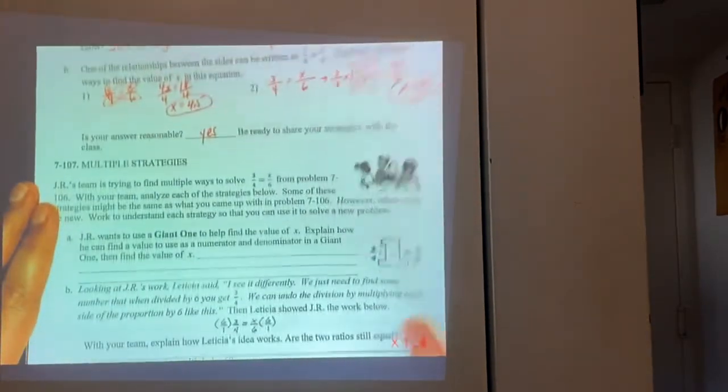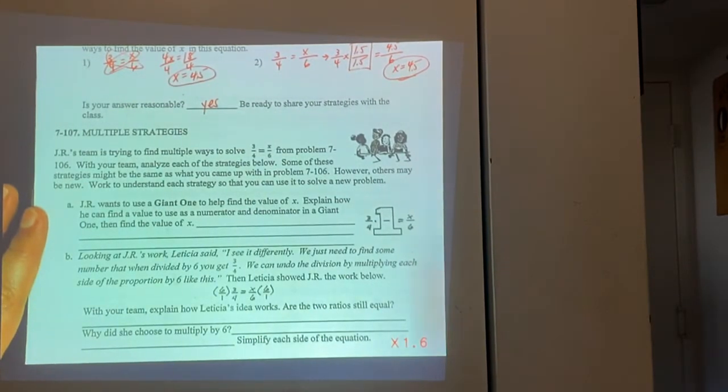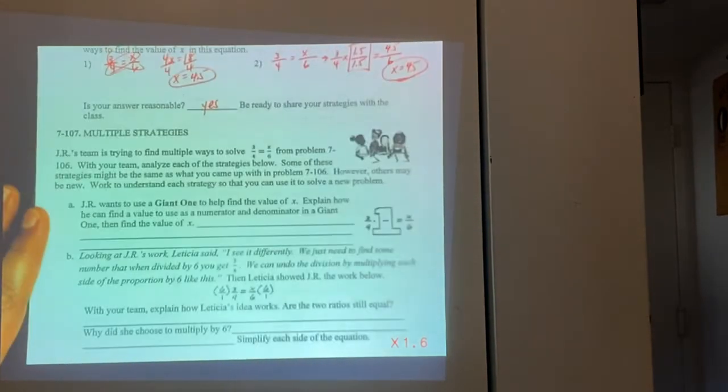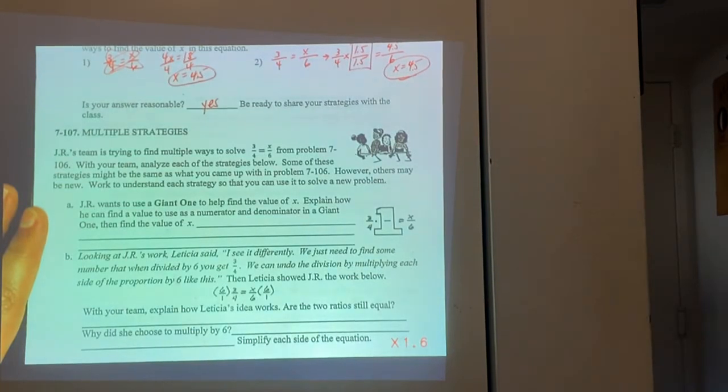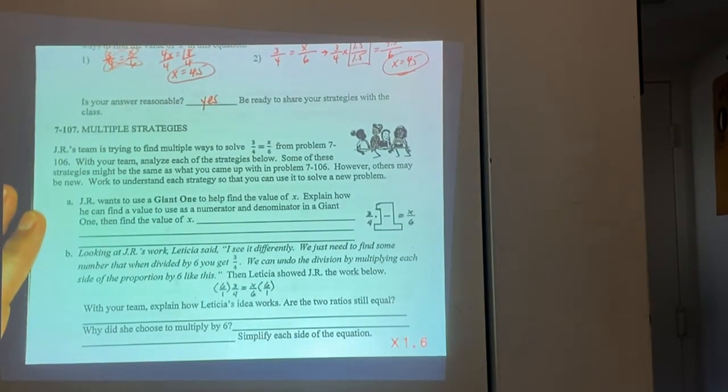Alright, multiple strategies. JR's team is trying to find multiple ways to solve 3/4 equals X over 6 in problem 106 we just did. With your team, analyze each of the strategies below. Some of these strategies might be the same as what you came up with in 106. However, others may be new. Work to understand each strategy so that you can use it to solve a new problem.